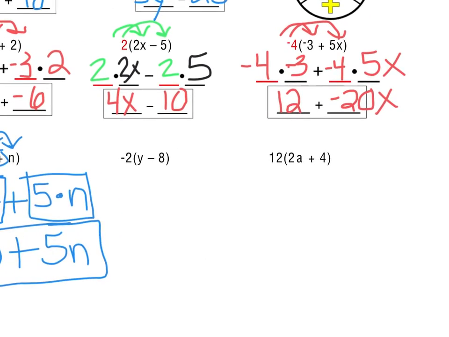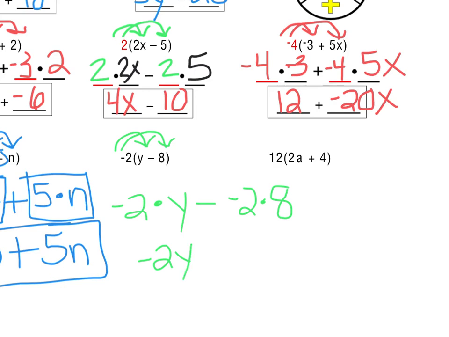All right, let's do this one here. We have negative 2 times y, so we're going to write negative 2 times y minus negative 2 times 8. Okay, so we have negative 2 times y, which is negative 2y. Remember that double negative, we're going to add the opposite. So we're going to call that a positive. So now 2 times 8 would be 16. So our final answer would be negative 2y plus 16.